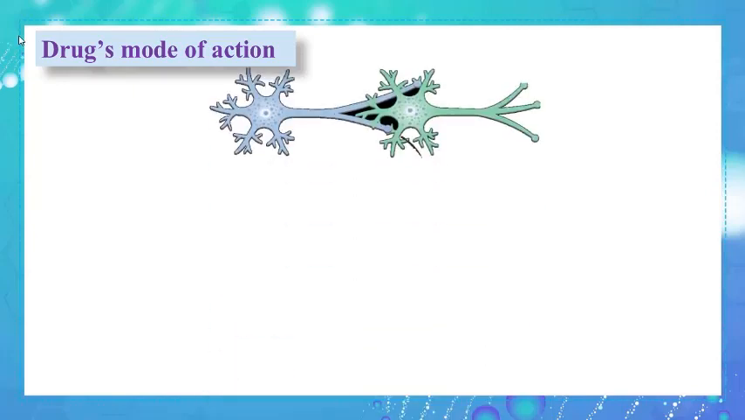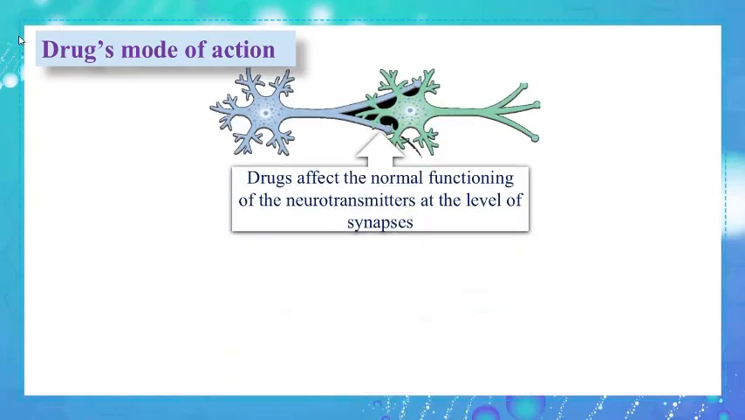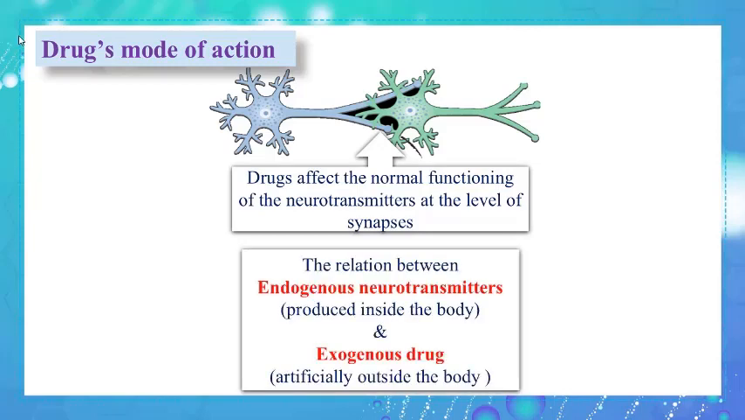Now, let's explain the drug's mode of action. At the beginning, I must confirm the following fact. Drugs affect the normal functioning of neurotransmitters at the level of synapses. So, based on this fact, a relation arises between endogenous neurotransmitters that are normally synthesized inside the body and exogenous drugs that are artificially synthesized outside the body.